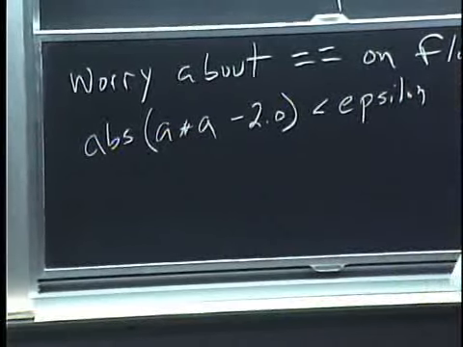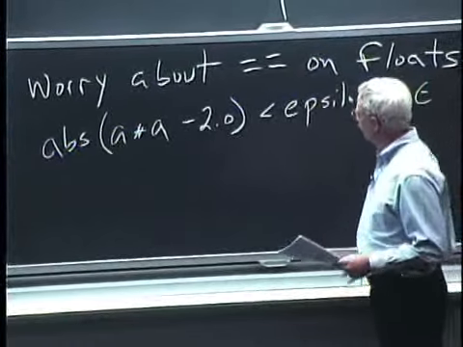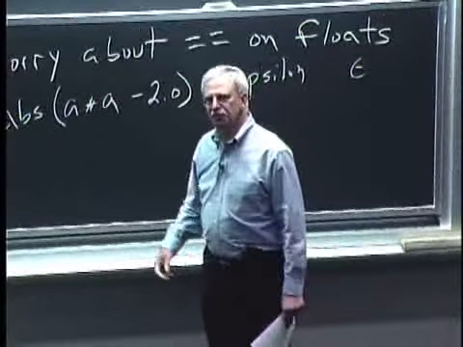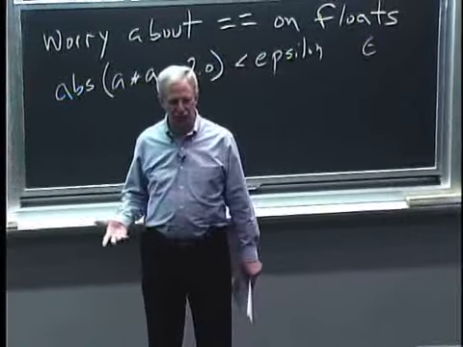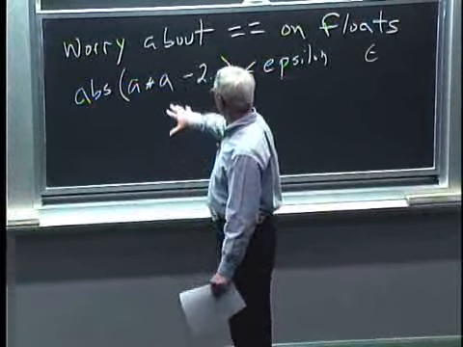If we could easily type Greek, we'd have written it that way, but we can't. So epsilon is some small value chosen to be appropriate for the application, saying if these two things are within epsilon of each other, then I'm going to treat them as equal.